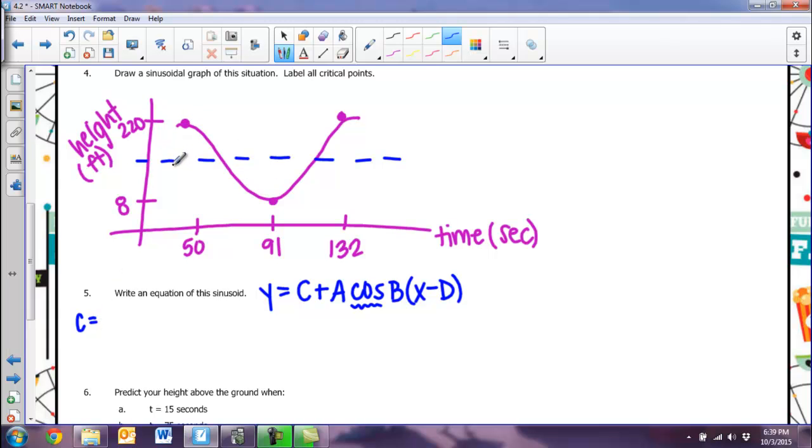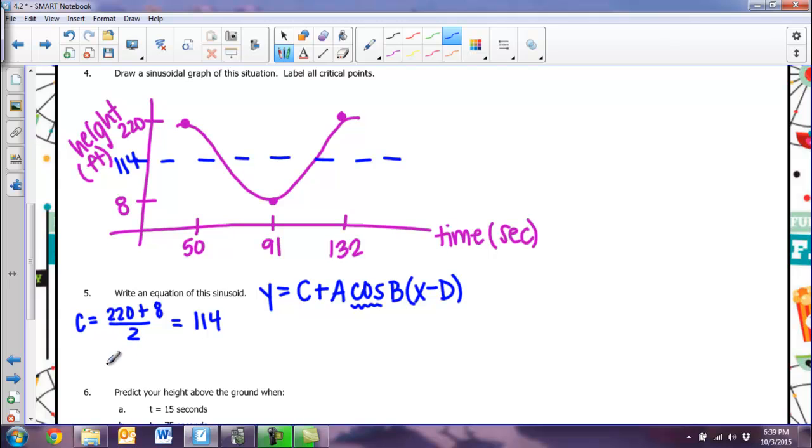And so you can kind of think about it as taking the average of your two things. So if I add up the two things that I have, 220 plus 8, divide them by 2, that would get me that middle value, and that happens to be 114. And if you notice, that's an equal distance away from 220 as it is from 8.